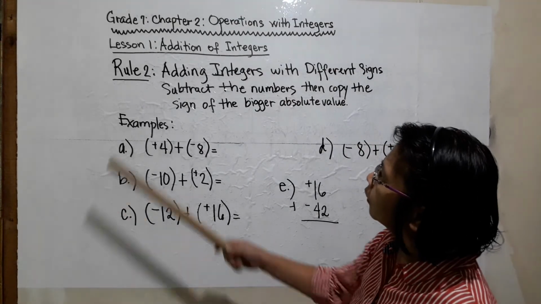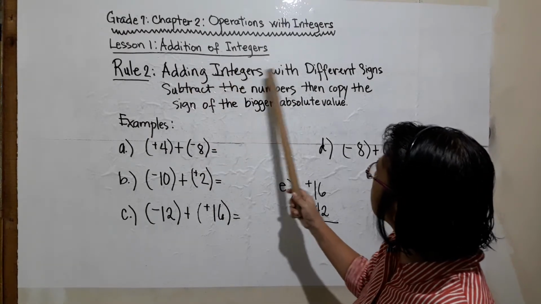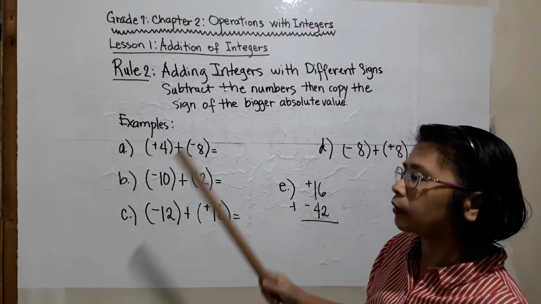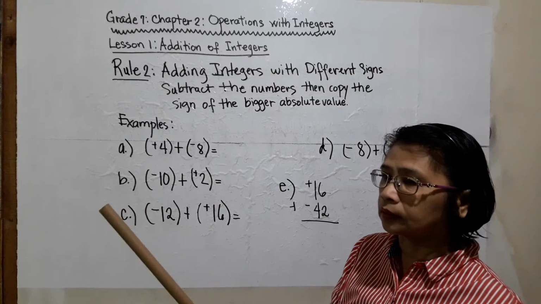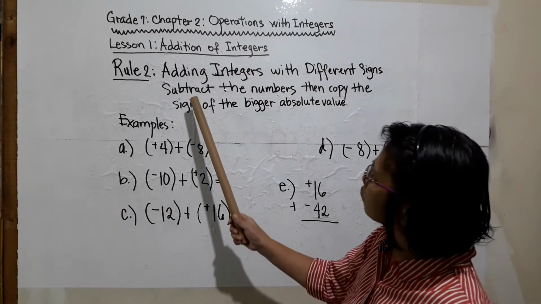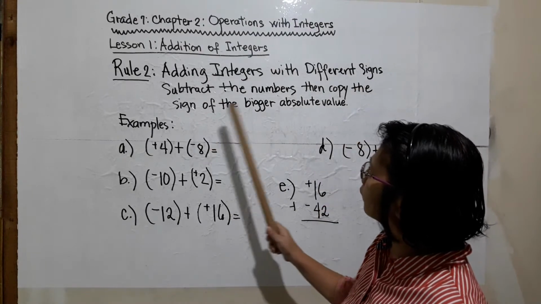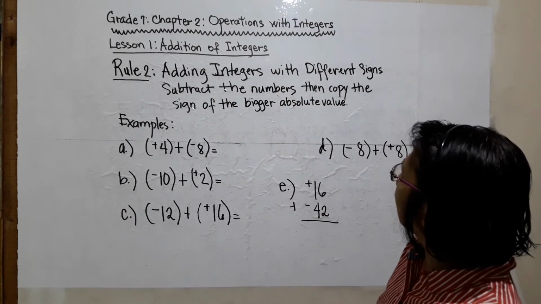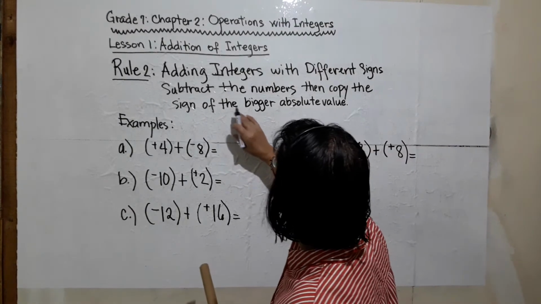Okay, for rule number 2 this time, adding integers with different signs. That means you're adding integers where one is positive and the other one is negative. So what to do? Subtract the numbers, then copy the sign of the number with bigger absolute value.